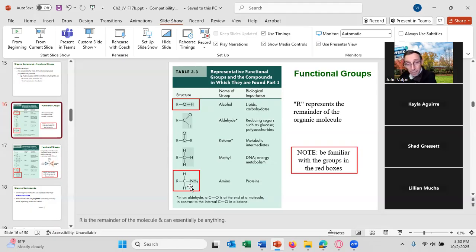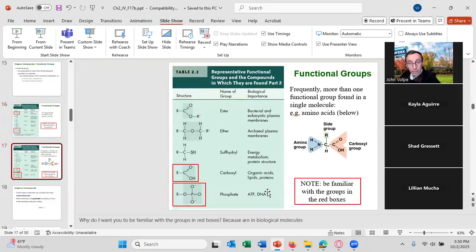It's because the groups shown in red are the groups important for giving properties to the four molecules of life: proteins, carbohydrates, lipids, and nucleic acids. So these groups we'll run into time and time again when we're talking about the four biological molecules. And then the ketone, we won't run into that one very often.